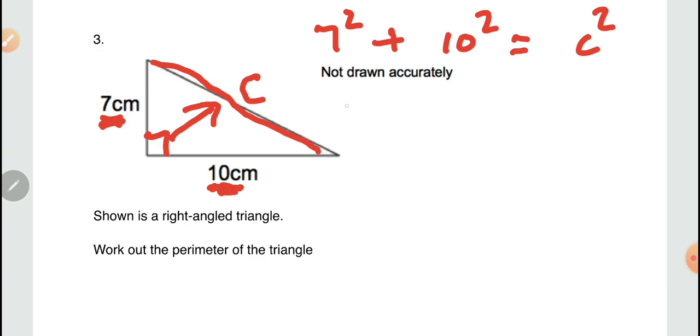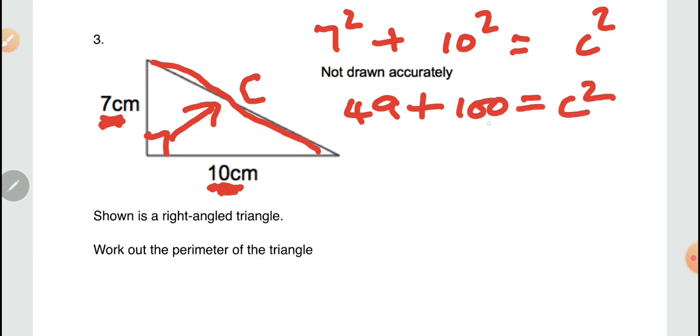So what's 7 square? 49. What's 10 square? 100. And that would be equal to C square. So what's 49 add 100? That's 149 is equal to C square.